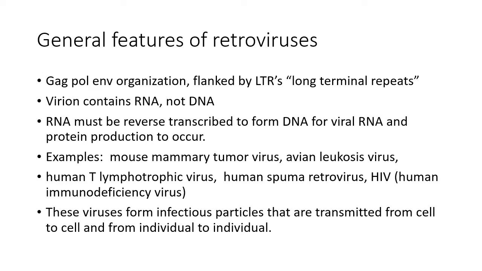But the virion, of course, is going to contain RNA, not DNA, and it will get reverse transcribed in the process of infecting new cells. Okay, so there are a lot of retroviruses that are very much like this, including, just for example, mouse mammary tumor virus, avian leukosis virus, human T lymphotropic virus, etc. So these are infectious. They produce infectious particles that are transmitted from cell to cell and from individual to individual, as viruses do.